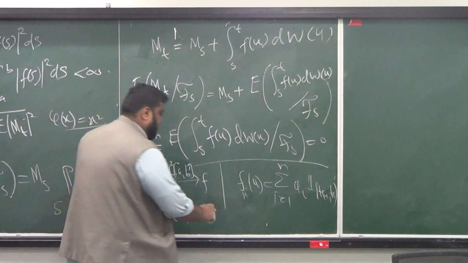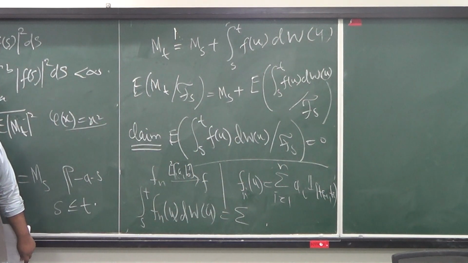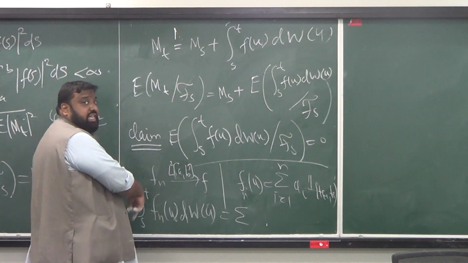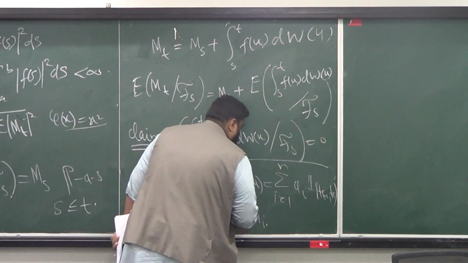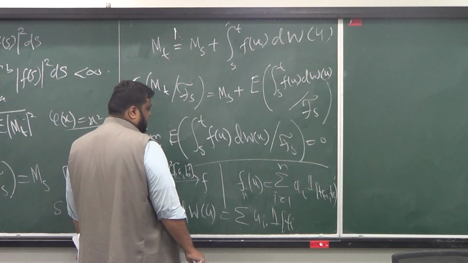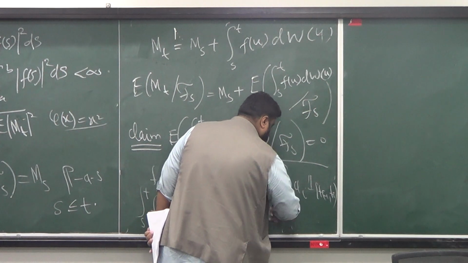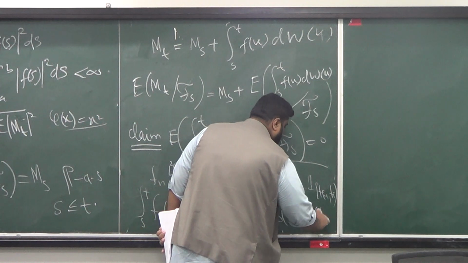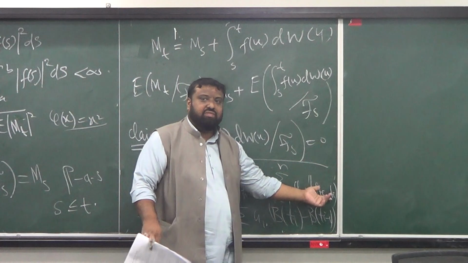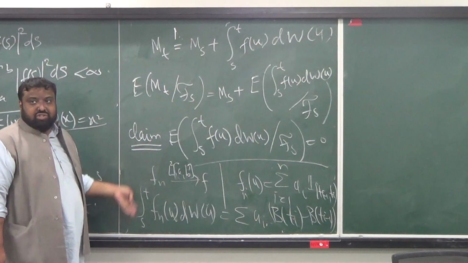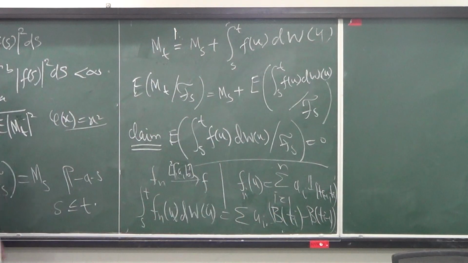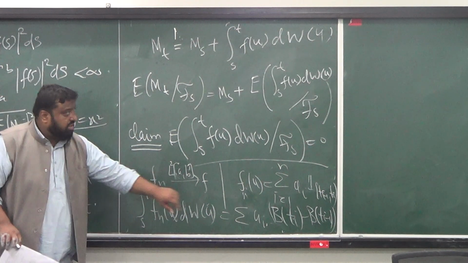I can write this also as a sum with the appropriate indices. I'm not interested in indices. If s lies between, I can partition this s to t and play the same game: a_i times the indicator function, times W(t_i) minus W(t_{i-1}). I'm being a bit informal here, because this is the partition for the interval a to b, and now you are integrating over s to t. I can find a partition for s to t as well, and let's denote it by the same notation, so it's not a big deal. So this would be equal to this sum.